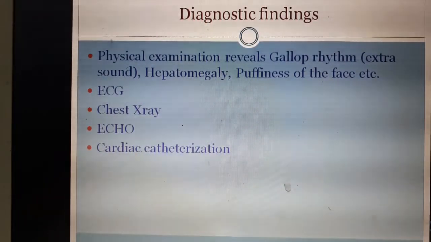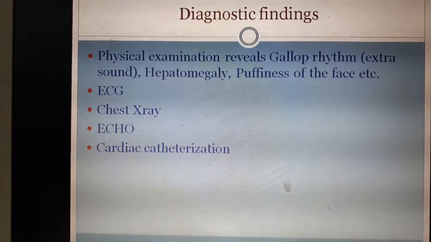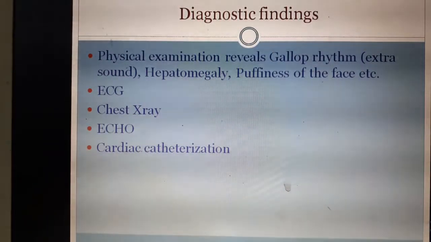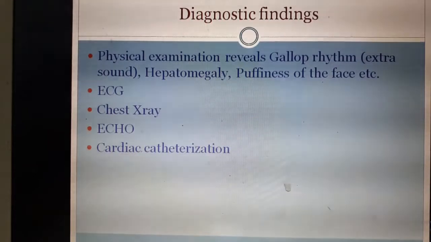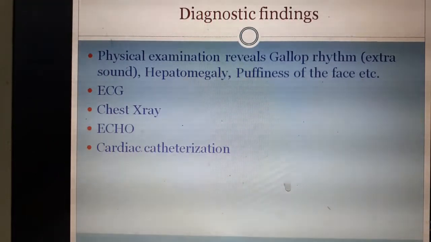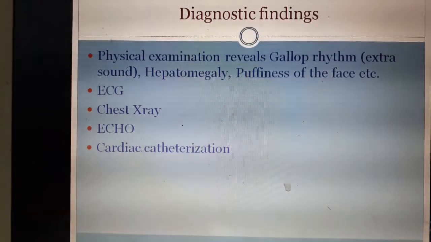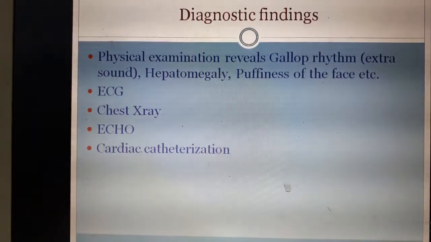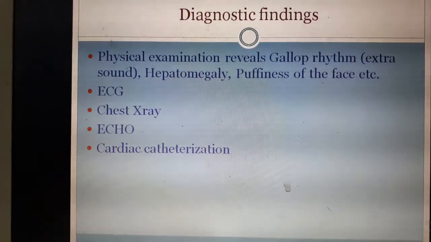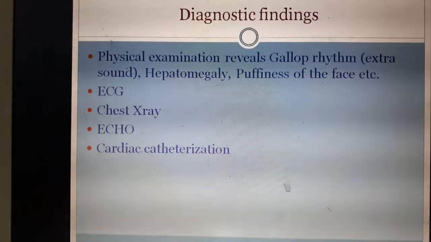ECG is done to rule out abnormal cardiac activity, such as a prolonged PR interval. Chest X-ray is done to rule out cardiomegaly, cardiac enlargement. Echo is also done to look at the blood flow through the different chambers, and cardiac catheterization to measure the pressure of blood in each chamber.